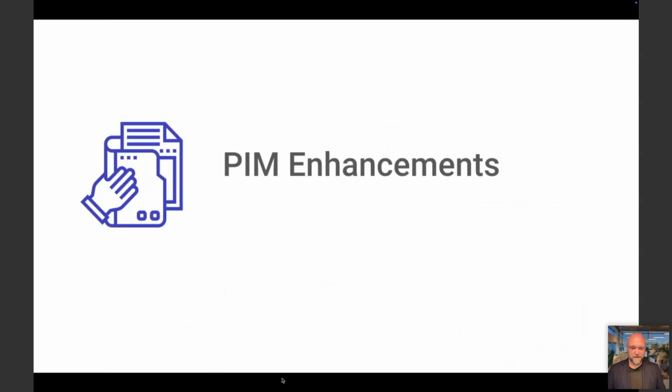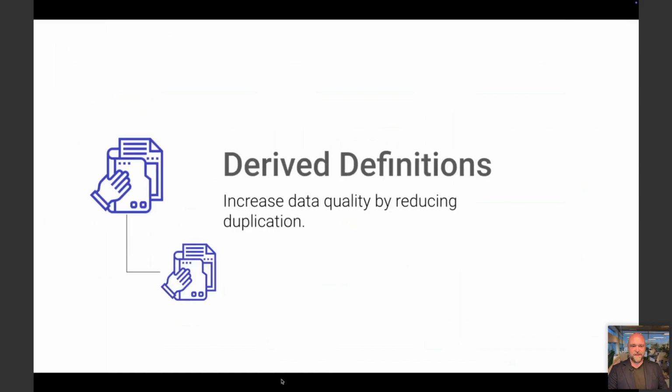So we've always had a PIM in Ucommerce, and we keep investing in it, making it more and more powerful. And today we're introducing derived definitions. The idea with derived definitions is to improve data quality by reducing duplication. So you don't have to repeat yourself so much. And while it's a simple feature, it does actually open up for some pretty advanced scenarios that we're going to take a look at today.